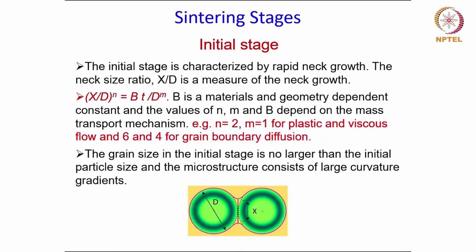Sintering occurs in three different stages: the initial stage, the intermediate stage, and the final stage. The initial stage is characterized by rapid neck growth. The neck which forms at the particle contacts will grow in this stage, but there is no grain growth involved in this particular stage of the sintering process.